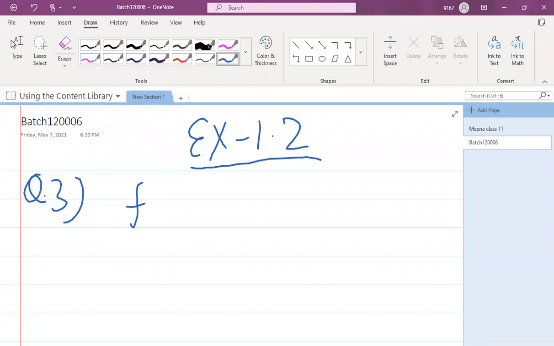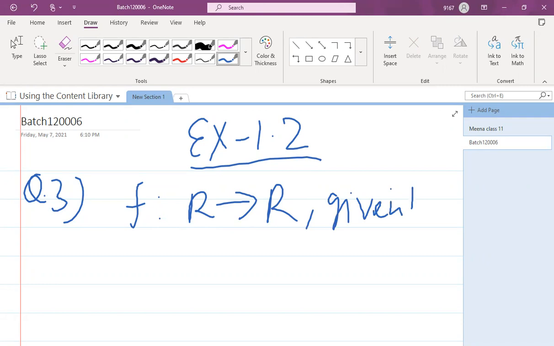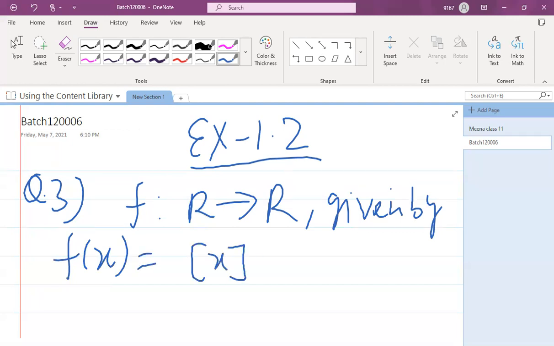So exercise 1.2, question number 3. Prove that the greatest integer function, defined from R to R, given by f(x) equals the greatest integer function of x, where the greatest integer function denotes the greatest integer less than or equal to x.